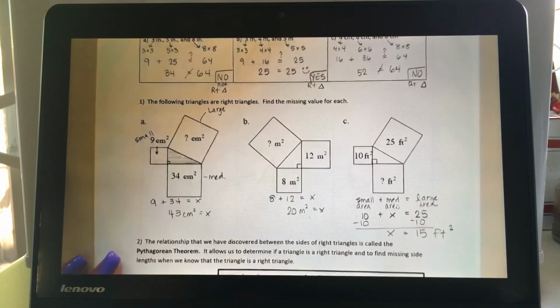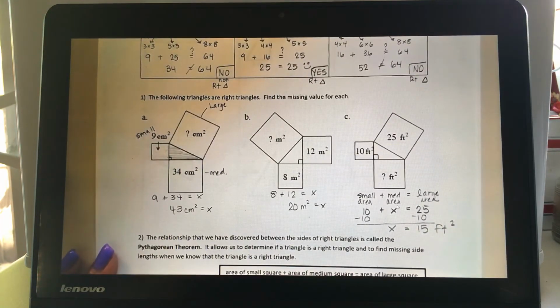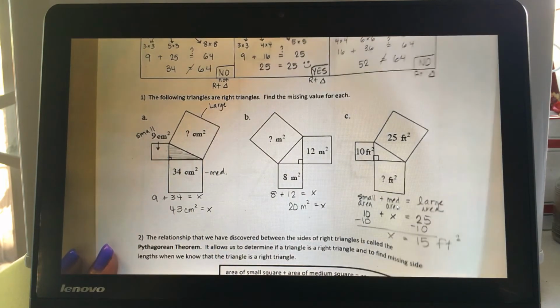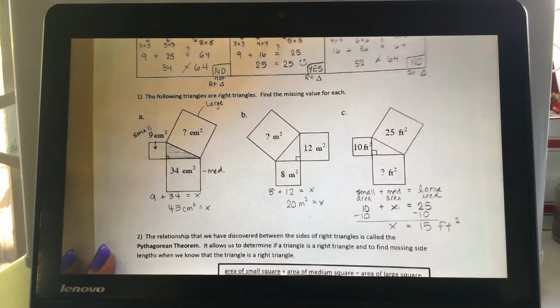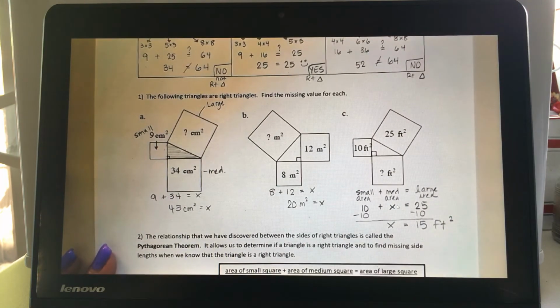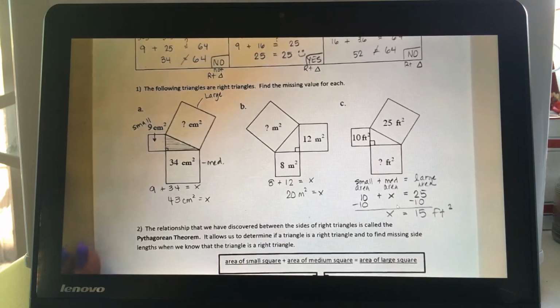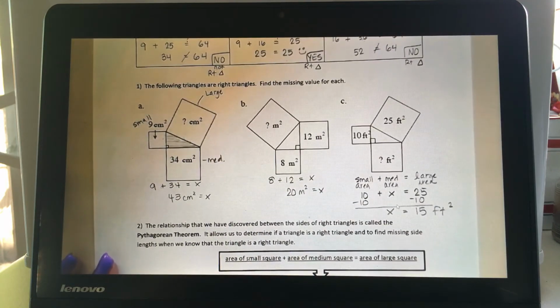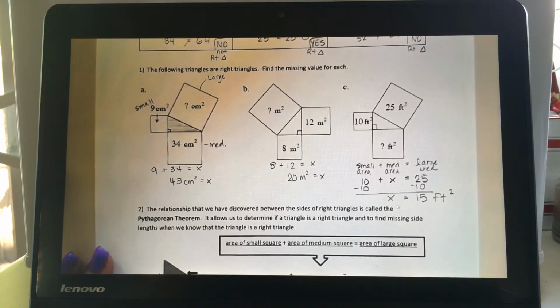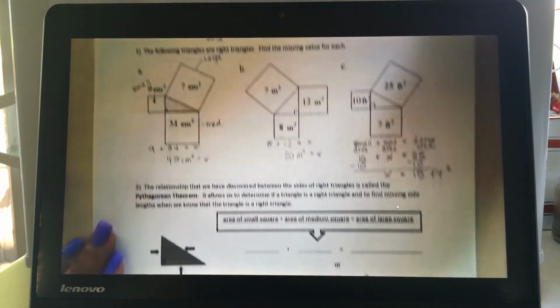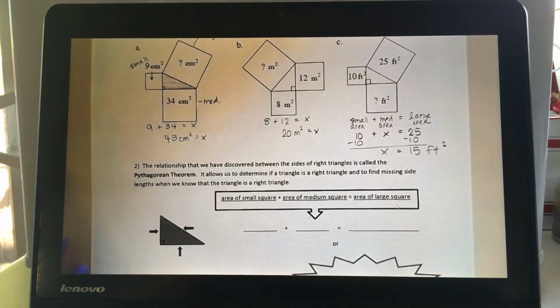Okay, so the relationship that we've discovered between the sides of these right triangles is called the Pythagorean theorem. So again, Pythagorean theorem, it allows for us to determine if a triangle is a right triangle. It could be just another one. It could be a scalene triangle, an obtuse triangle. It could be an acute triangle. But this is for us to be able to check to see if it's a right triangle.